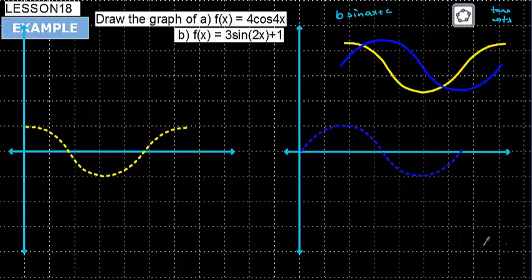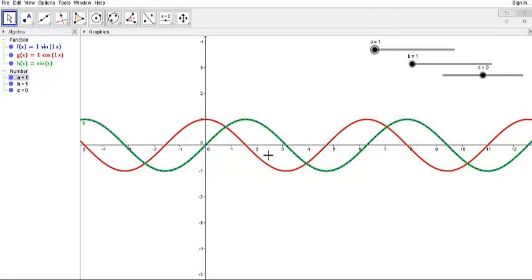In this video I'm going to explain the b times sine ax plus c function. As you see here, the b, c and a values, and also I'm going to explain the graph of tangent x and cotangent x. Before starting to solve the questions, I want to show some applications from GeoGebra.